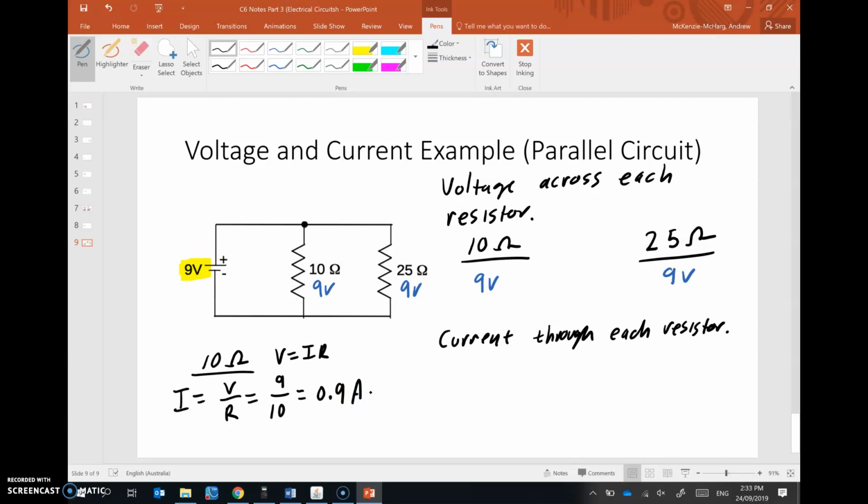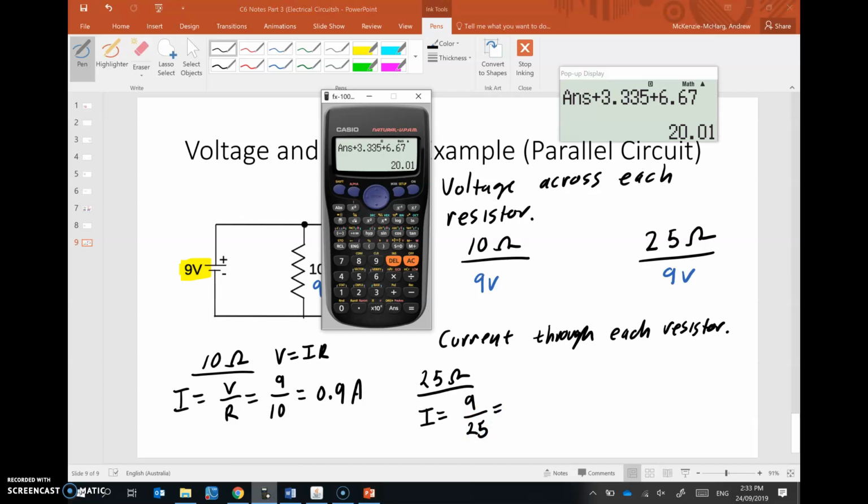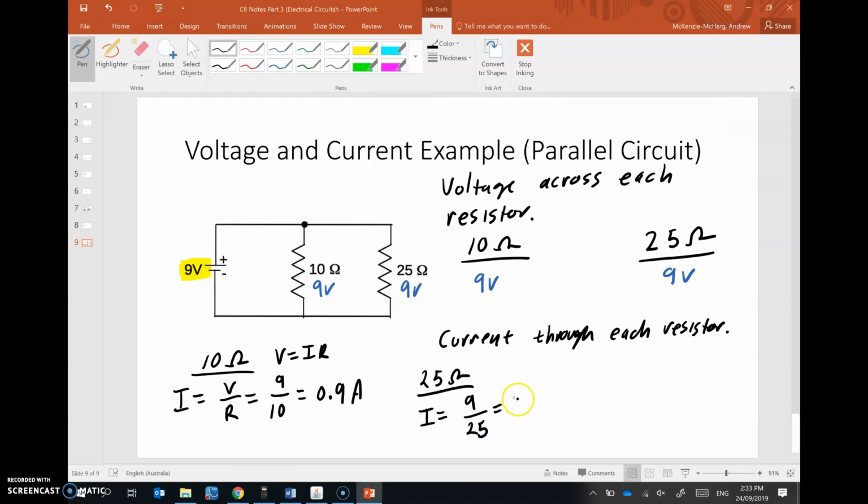Alright, after seeing that, you might feel confident enough to pause the video and see if you can get the current across the 25 ohm resistor. Then I'll have a go at it. Okay, so for the 25 ohm resistor, current is equal to voltage, 9 volts, over 25. 9 over 25 gives 0.36. Okay, so that's the current through that resistor.